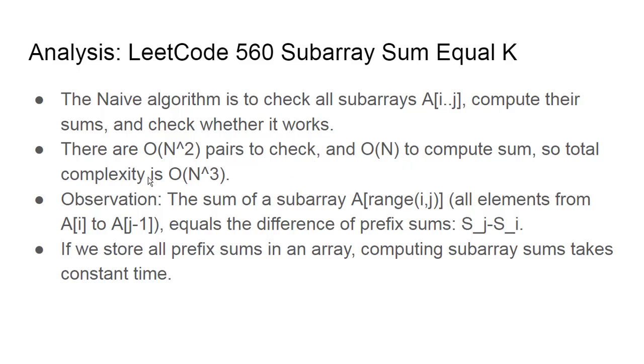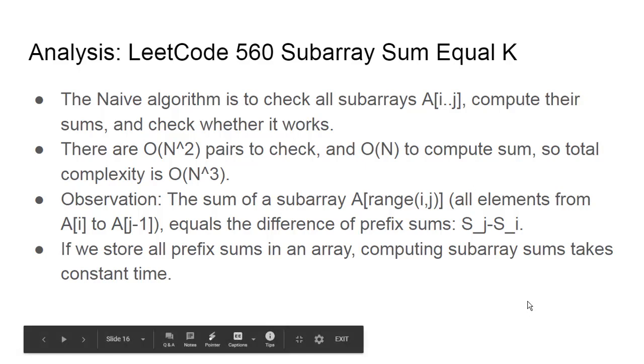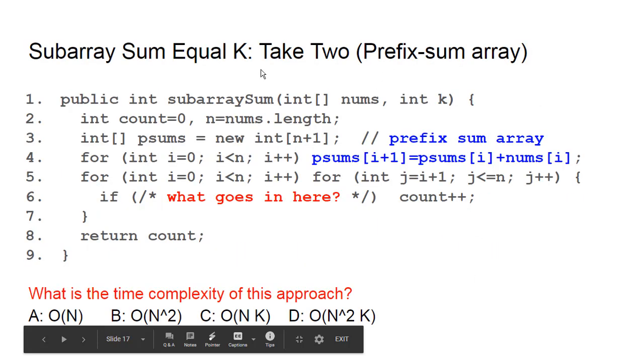The way to avoid this repeated summing is to use prefix sums, which we talked about in topic 1. The sum of any subarray equals the difference of 2 prefix sums, because the prefix sum is the sum from the beginning to an element. If we take 2 prefix sums and subtract them, we get the subarray sum. By doing that, we can reduce the computational complexity. So this is a second take on this problem.